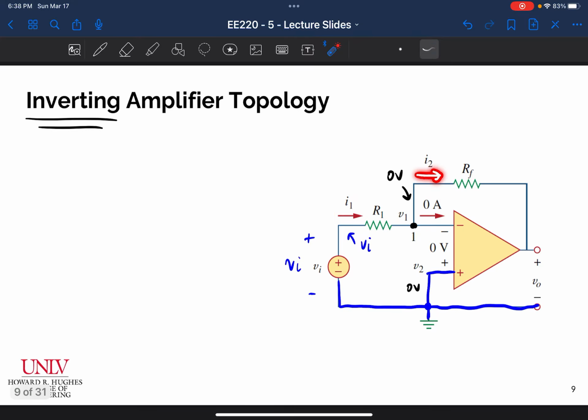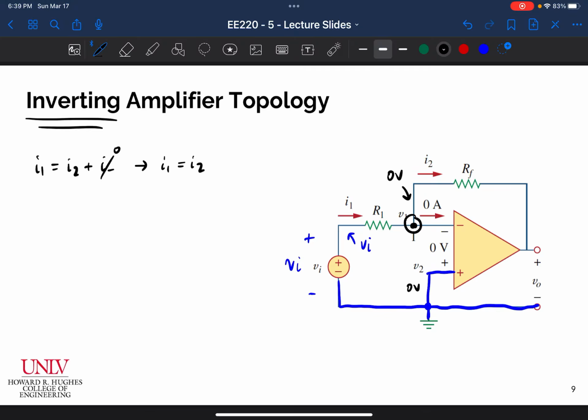and a current I2 flowing through RF. It's called RF because it's the feedback resistor, the resistor that we're using to feed our output back to our input side. That's what we talked about in the last video. And since no current flows into the op-amp, I can do KCL at this node and say that I1 is equal to I2 plus the current into my negative terminal, which I know is 0. So I can really just say that I1 is equal to I2.